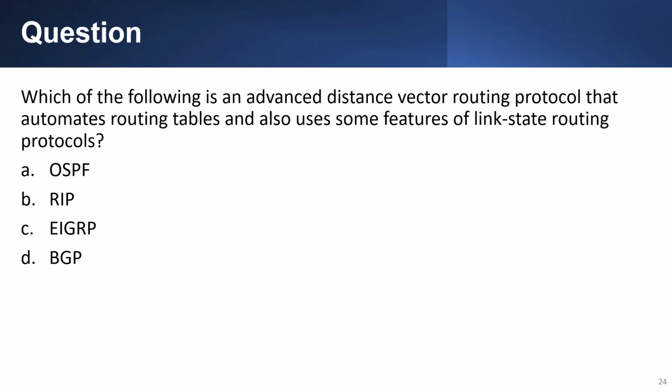Question: which of the following is an advanced distance vector routing protocol that automates routing tables and also uses some features of link state routing protocols? Answer: EIGRP.